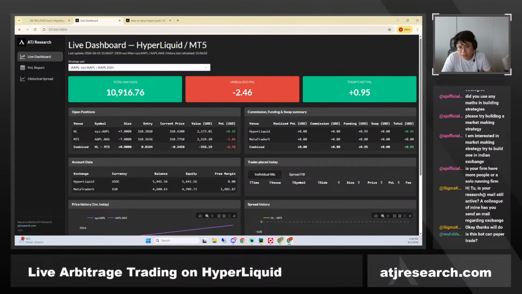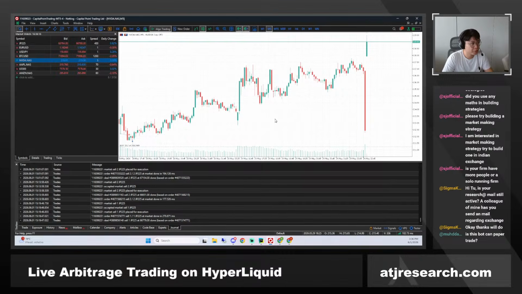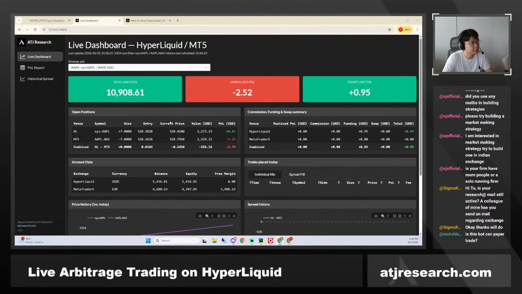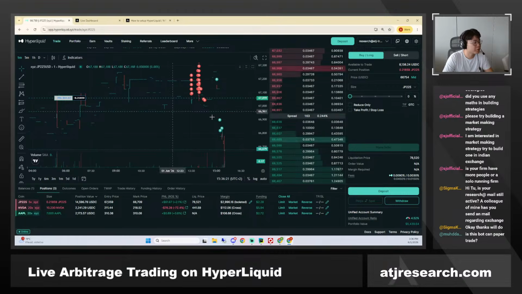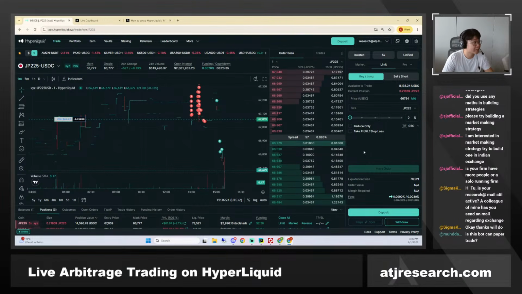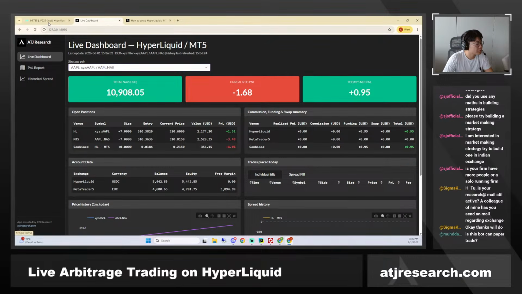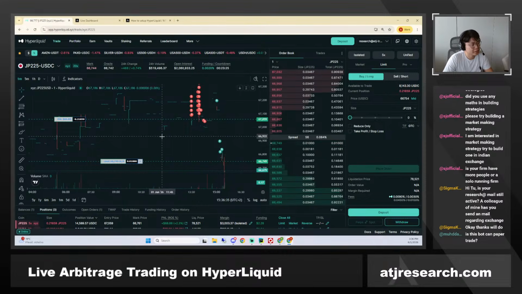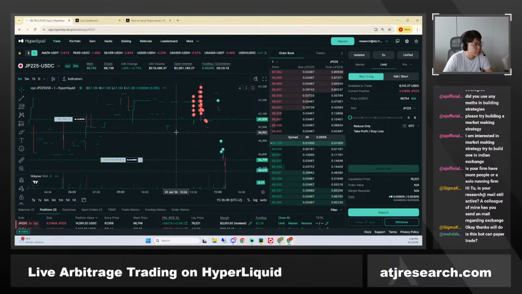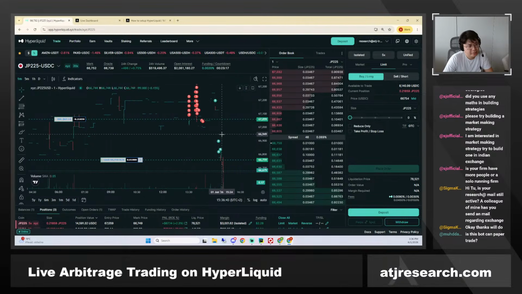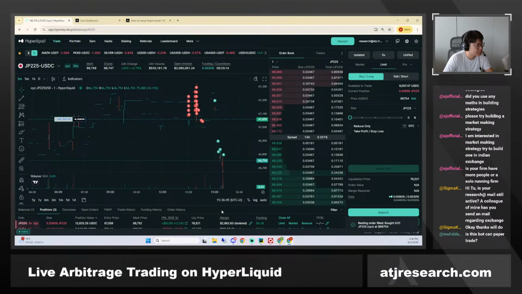Another question: can this bot paper trade? Yes, it can. You can connect the bot to a demo account on MT5, and on Hyperliquid you can theoretically use a testnet account. But I didn't set up the bot to work with testnet, so most likely you would have to set it up with a small trading account, a few hundred dollars. But it will definitely work on testnet and demo.